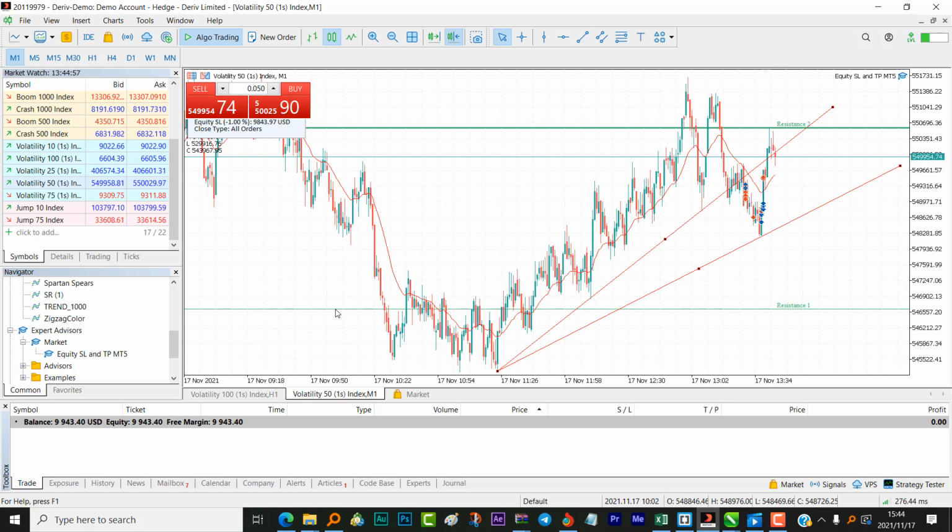You see here, I've got $9,943. It's a lot of money, but if you have got $100 in your account, there's no need for you to open many trades as I was doing there. You can open just one trade with the minimum lot size of that symbol, or you can open 5 trades depending on how much you want to lose.